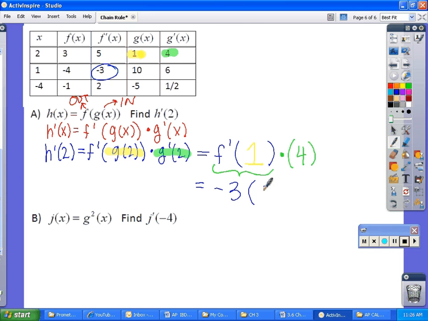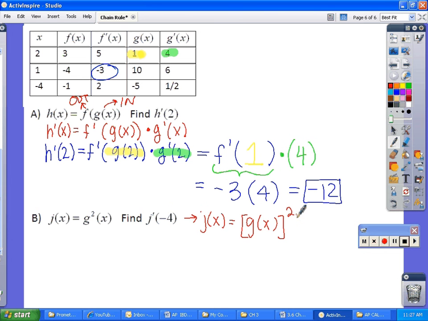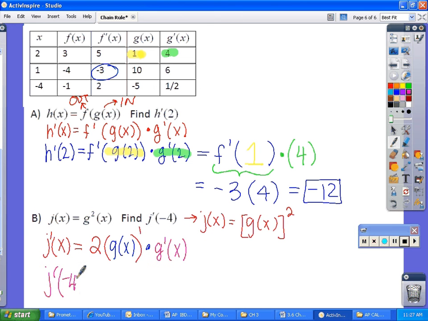Looking at the second problem, I'm going to rewrite the problem for you so that you notice that j of x is the same thing as taking g of x and the whole quantity squared. So what does that mean for us? When you take the derivative, you will have to do a chain rule. Derivative of my outside, leave the inside exactly the same as you saw it before, multiply by the derivative of the inside. And I'm being asked to find the derivative at negative 4. So I'm going to do 2 times g of negative 4 multiplied by g primed of negative 4.